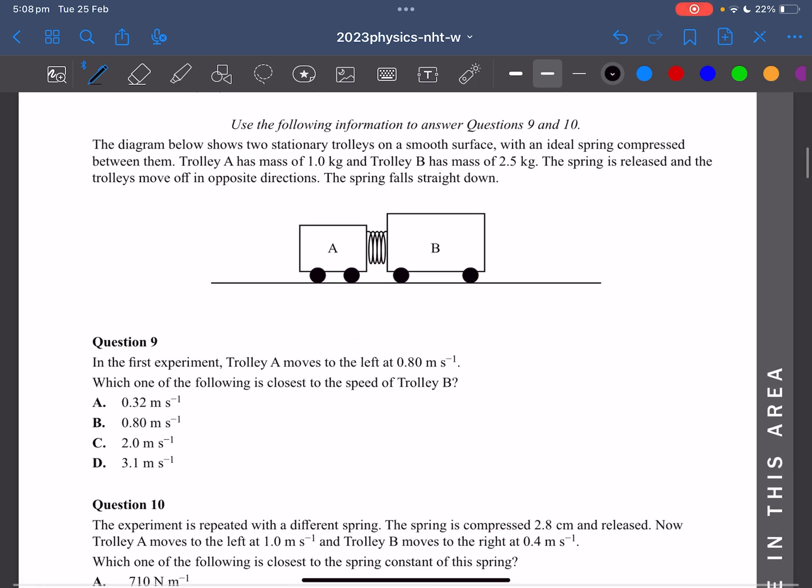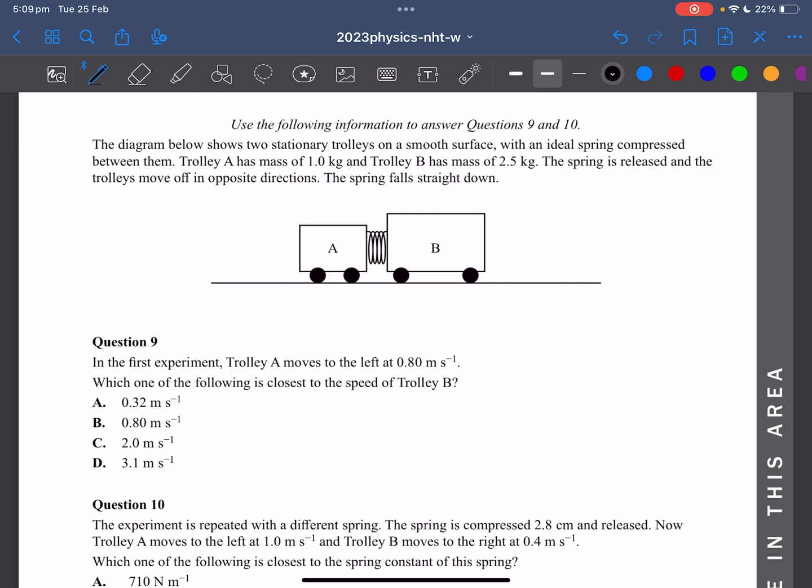Use the following information to answer questions 9 and 10. All right, wonderful. The diagram shows two stationary trolleys on a smooth surface with an ideal spring compressed between them. Trolley A has a mass of 1 kilogram, B has a mass of 2.5 kilograms. The spring is released and the trolleys move off in opposite directions. The spring falls straight down. In the first experiment, trolley A moves to the left. Which of the following is closest to the speed of trolley B?